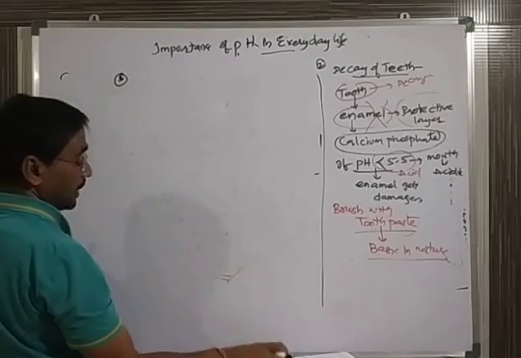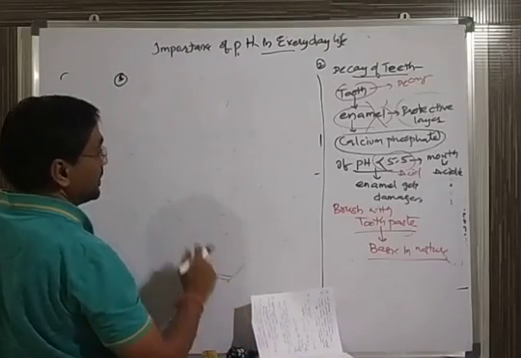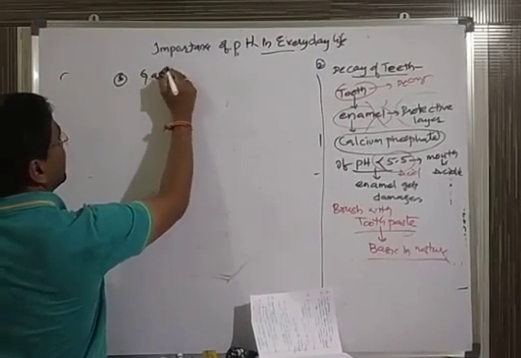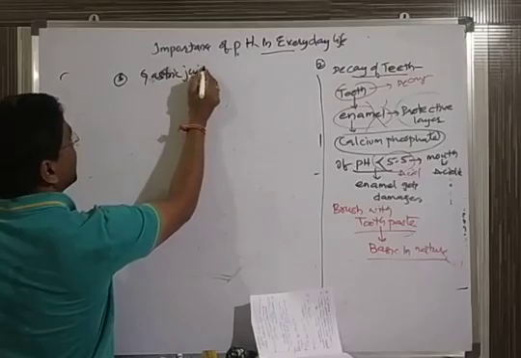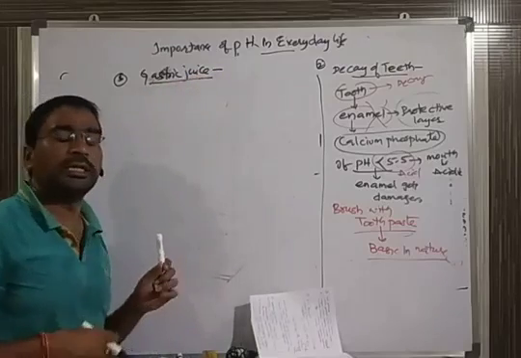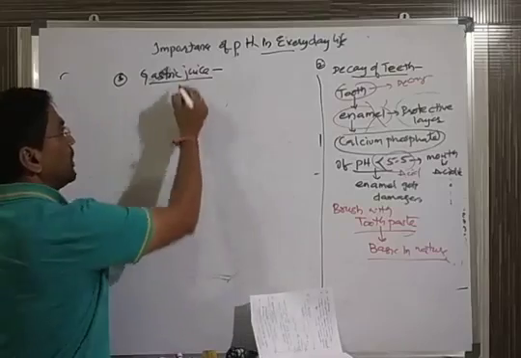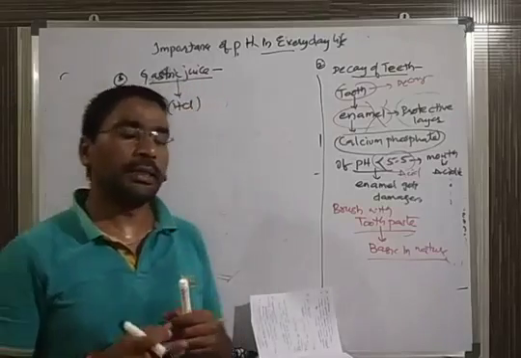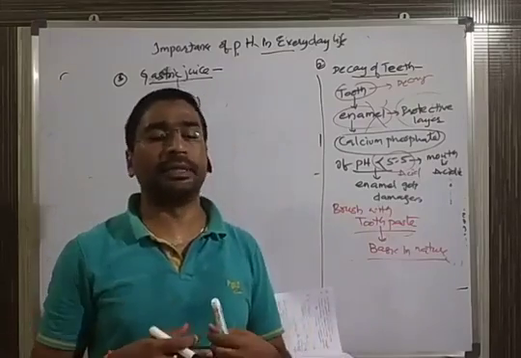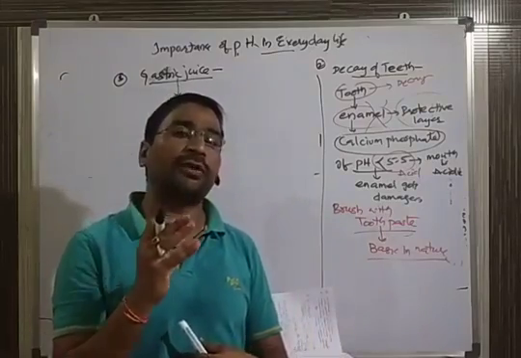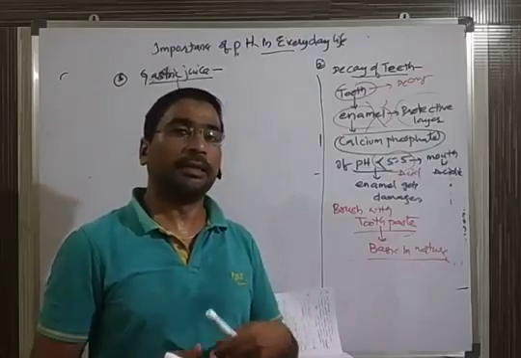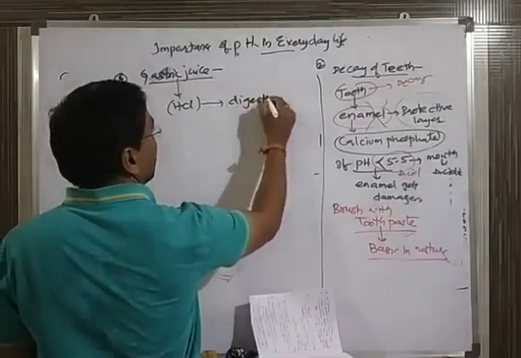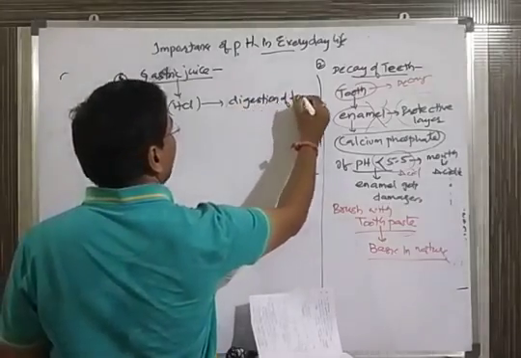And coming to the third one, we have gastric juice. What is this gastric juice? Gastric juice is present in our stomach. Gastric juice is HCl. In our body, due to the metabolic activities, a limited quantity of acid is produced. This acid is useful for digestion of food.